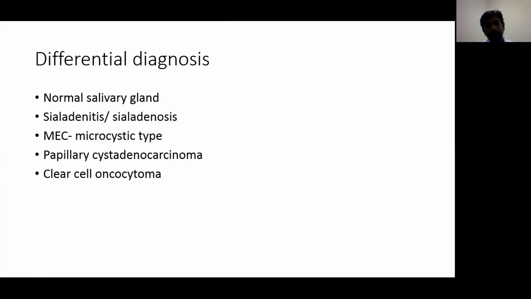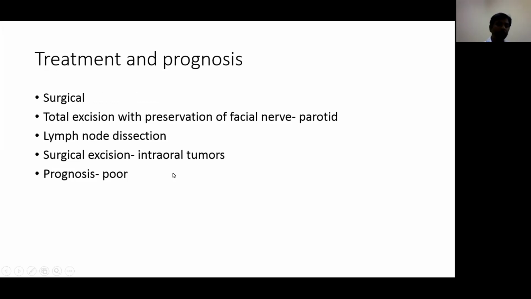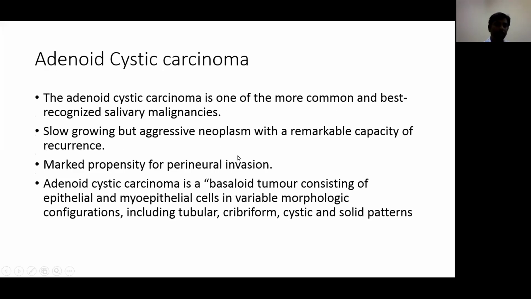So that's why in FNAC, when you see this type of tumor, you'll be confused whether they are from the normal salivary gland or it's a tumor. So at that time we need to correlate with the radiology and the clinical findings. Okay. And treatment-wise, surgical excision is the treatment.